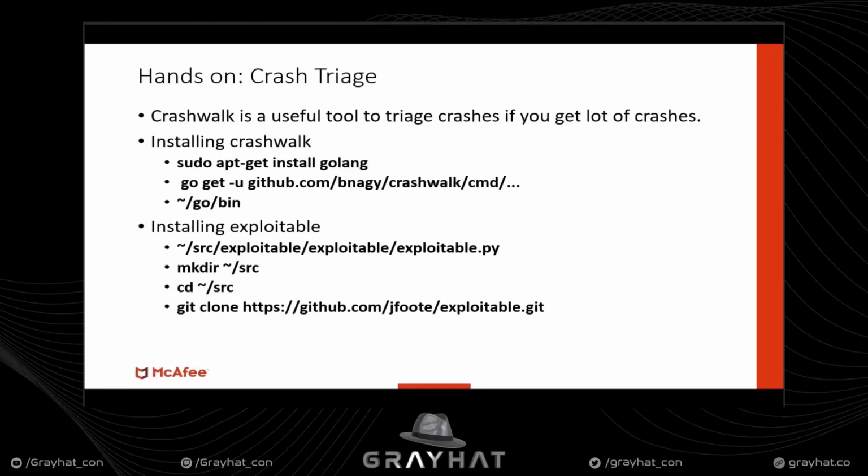And so we need some kind of tool which can help to automate this crash analysis task. There are a lot of tools available, but for this training, we will use a tool called CrashWalk. CrashWalk is written in the Go language. So if you want to install CrashWalk, you need to install Golang first. It is also dependent on one GDB plugin called exploitable, and it expects that plugin at a specific path, that is your home directory, src folder, exploitable, and then inside that exploitable.py.